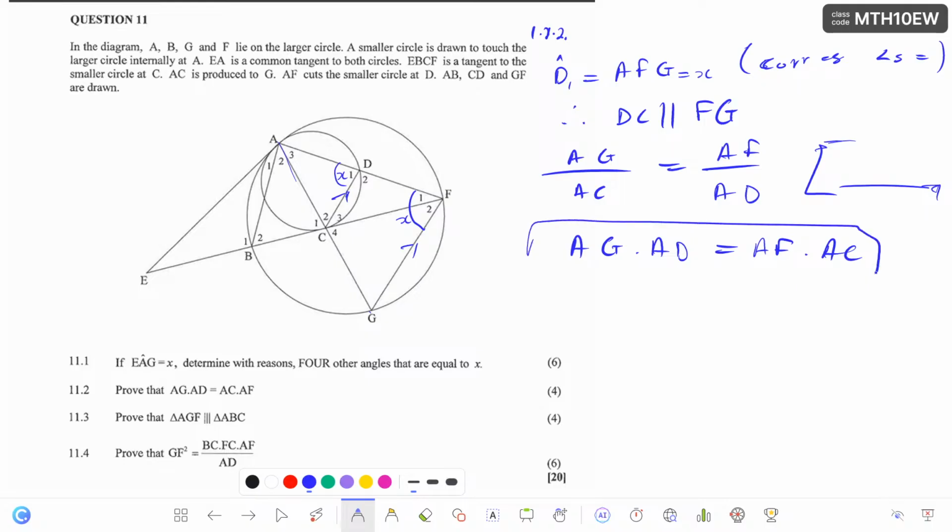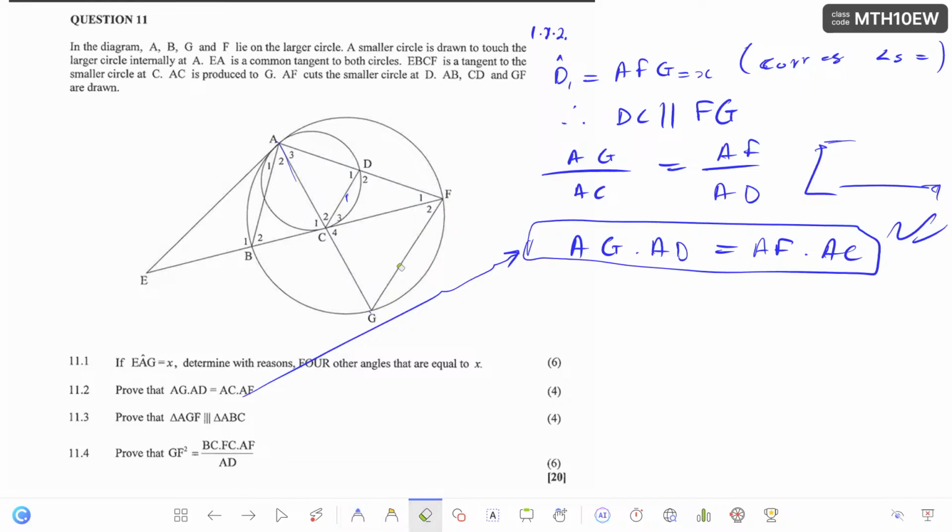So this thing is the same as what? As this thing. So they will give you your full marks for that. So, okay, now we need to go to this one. They said prove that, let me erase this.